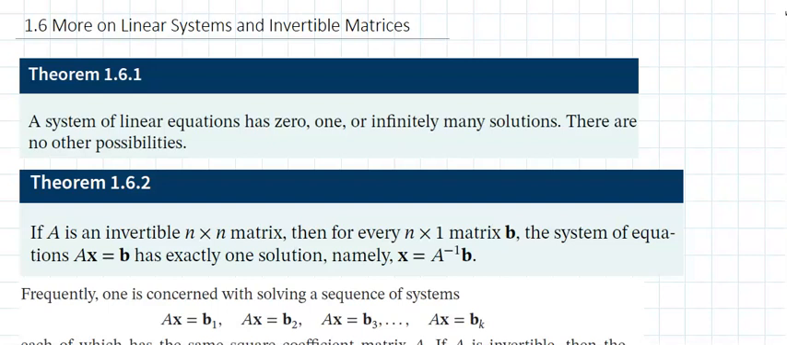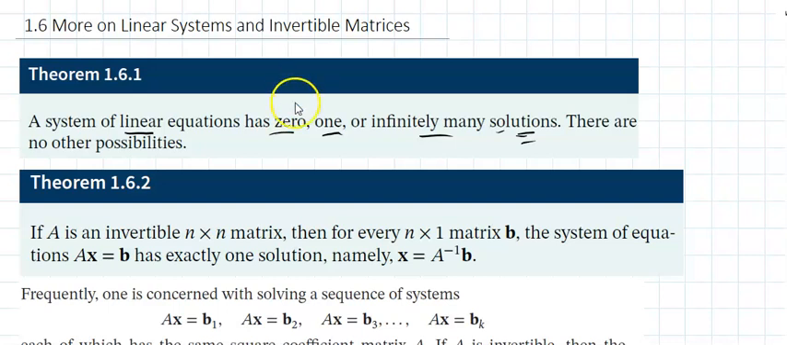Section 1.6 talks about more on linear systems and invertible matrices. So a system of linear equations has 0, 1, or infinitely many solutions. So either 0 solutions, 1 solution, or infinitely many solutions. We already established that. There are no other possibilities, we know that.